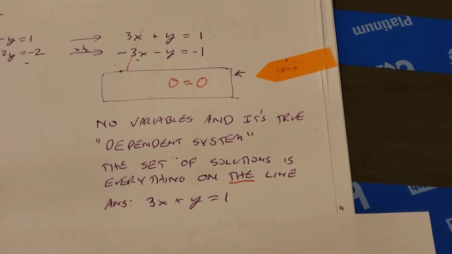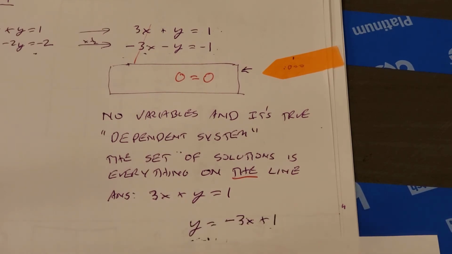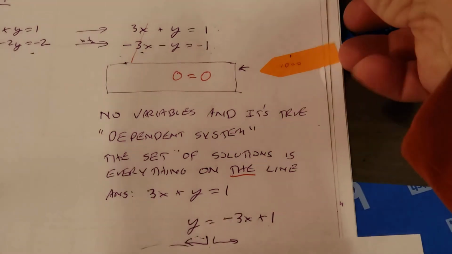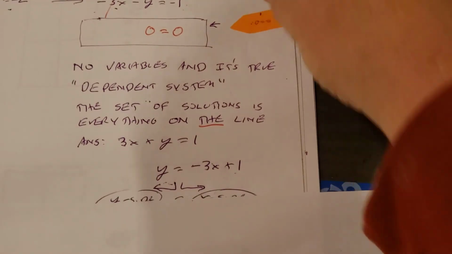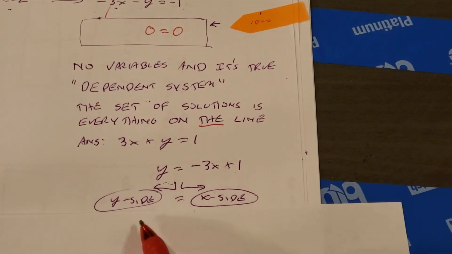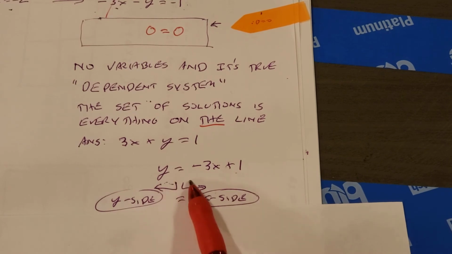So the answer is everything on the line. The answer is an infinite number of solutions. The answer is the line itself. The line is the answer. The author kind of stops right here. I'll show you how we're going to wrap up this answer here. But for purposes it'll be important later. I like to think of rewriting this as y side equals x side. You know, y equals -3x plus 1. Y side equals x side.